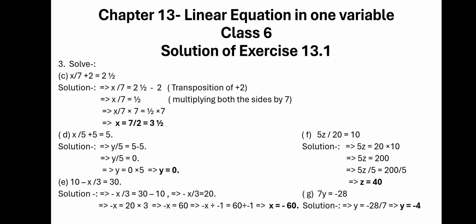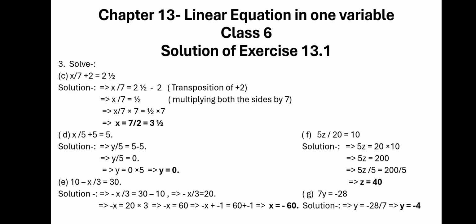Multiplying both the sides by 7, we get x is equal to 7 upon 2, and that is nothing but 3 and a half, because x upon 7, that is division is there. So we are multiplying both the sides by 7. I told you in the previous example.